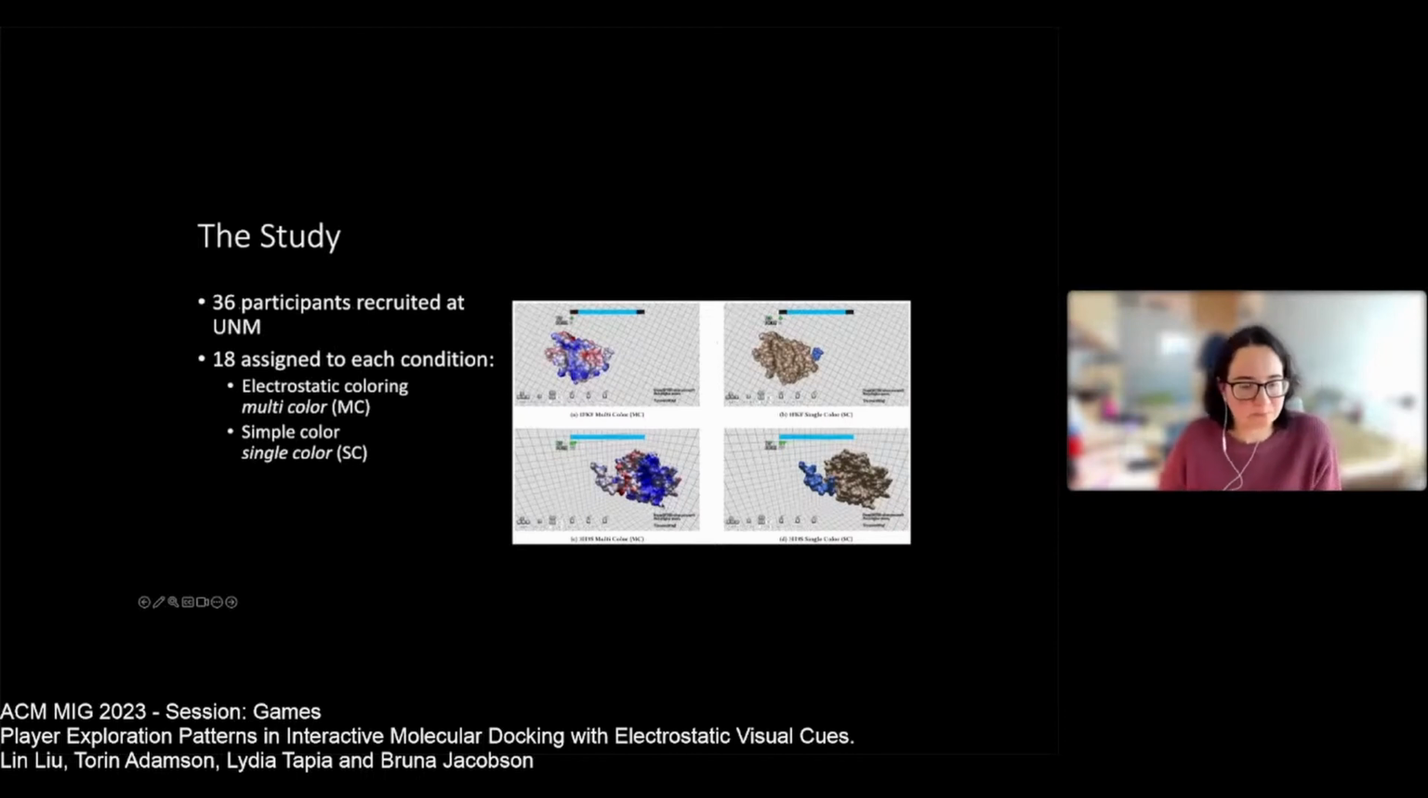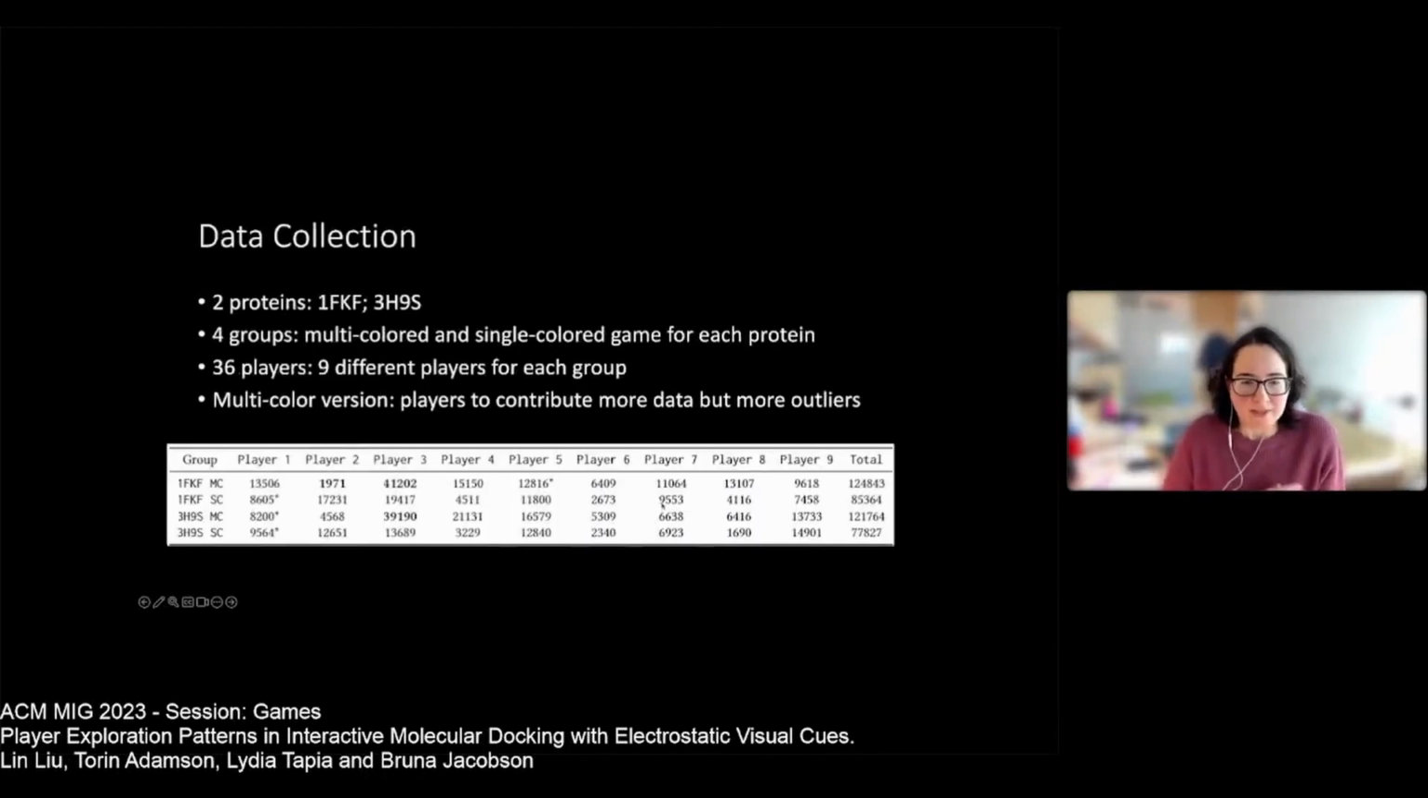So the data we collect, for each player, we just want to summarize this quickly: what we observed is that for the multicolor conditions, the total number of points was significantly higher. However, there were more outliers. So these players in the multicolor condition contributed more points, but there were a few players that contributed a lot.